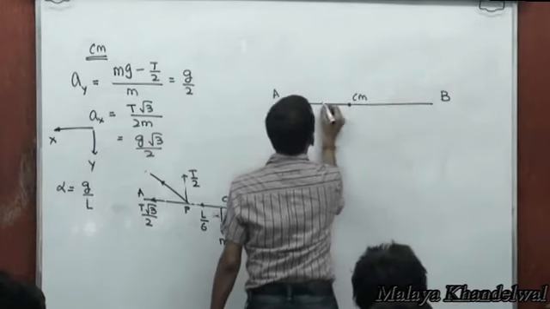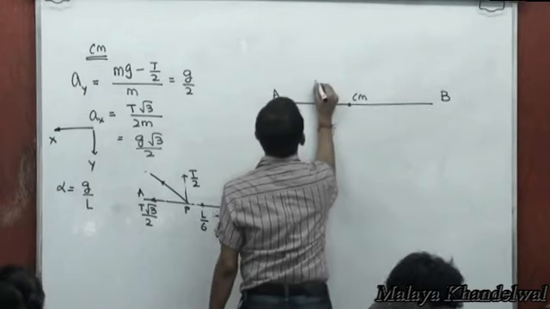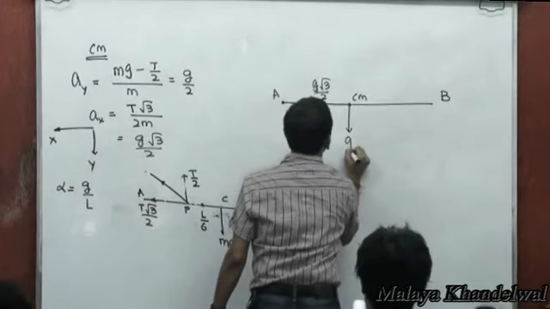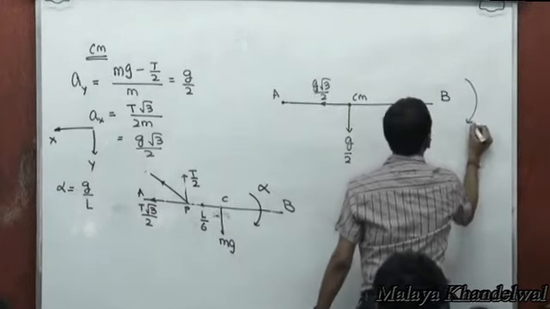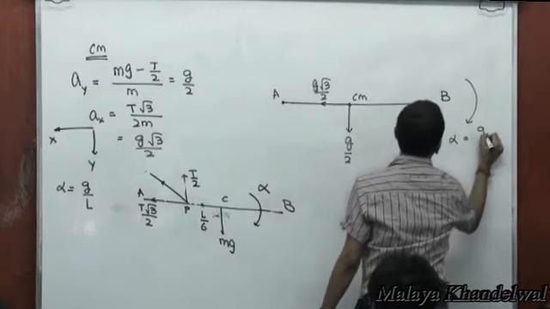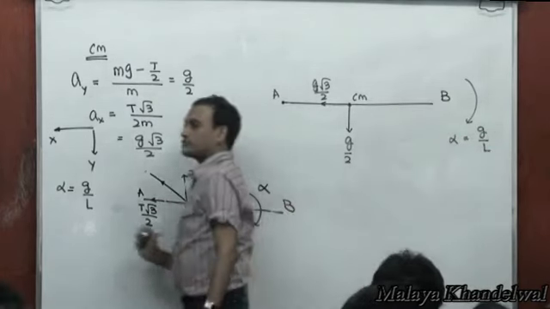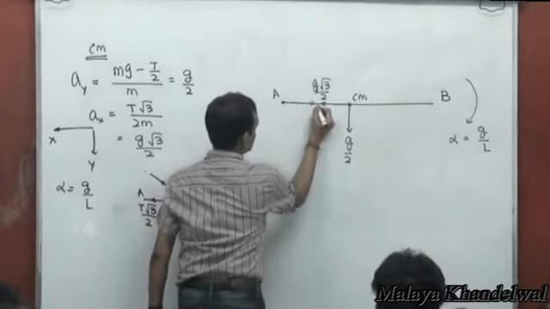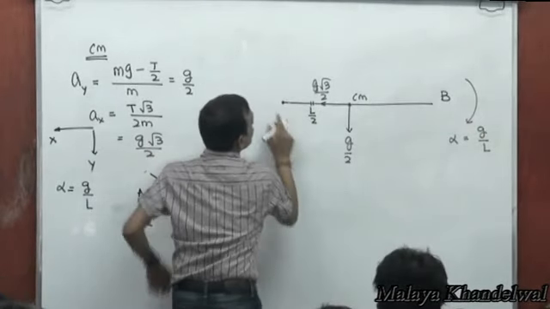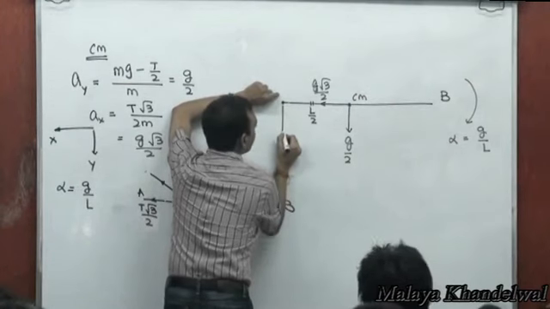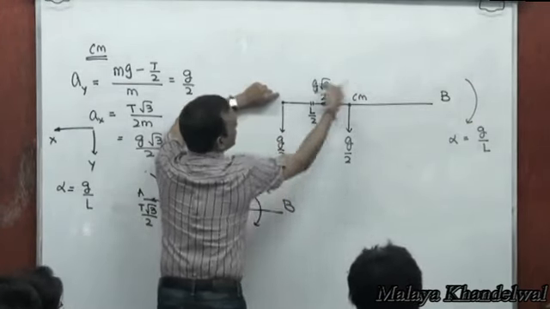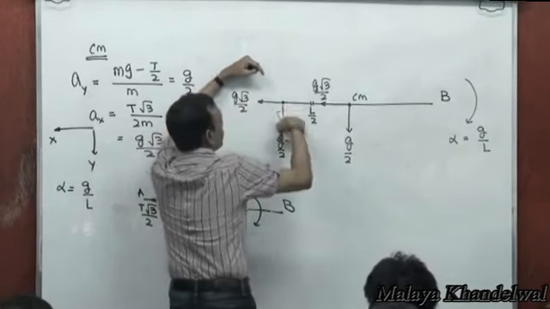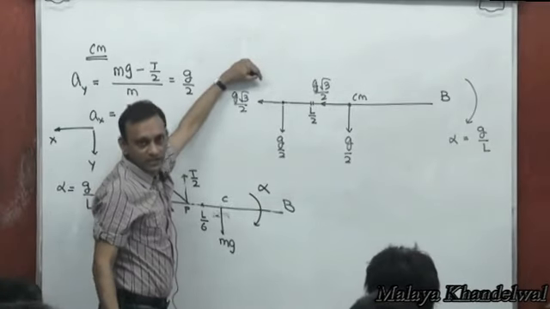For the center of mass, there is horizontal acceleration g root 3 by 2, and there is a vertical acceleration g by 2, and there is an angular acceleration alpha, which is g by L. So if I have to now compute the acceleration of the point A, this length is L by 2. Because of pure translation, it will have a g by 2 like this and a g root 3 by 2 like this. It will share with the center of mass because of pure translation. Both in the horizontal and vertical direction, it will share a common acceleration with the center of mass.